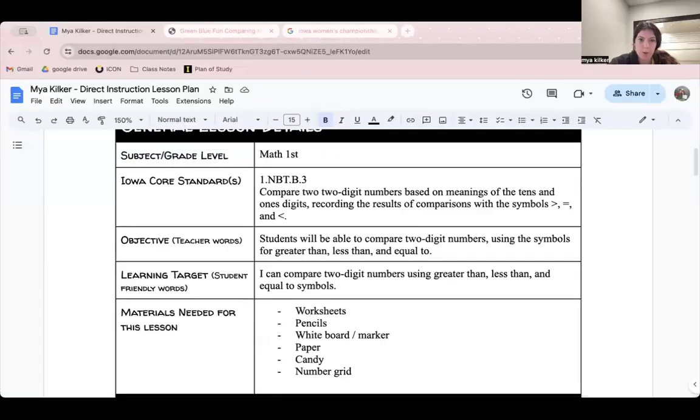So we're going to continue talking about comparing greater than, less than, and equal to two-digit numbers. So let's go over our Iowa Core Standard. Compare two-digit numbers based on meanings of the tens and ones digits, recording the results of comparisons with the symbols greater than, equal to, and less than.